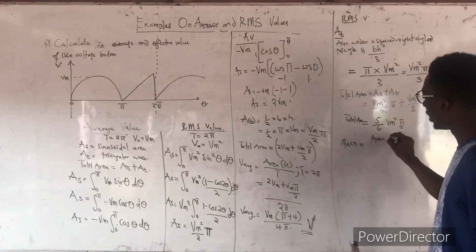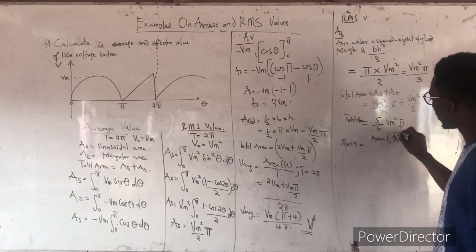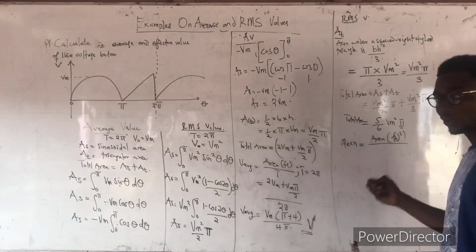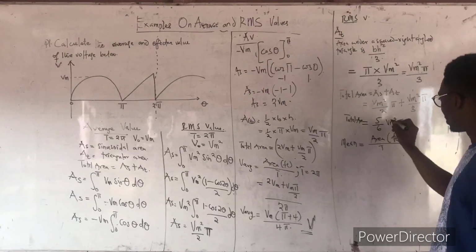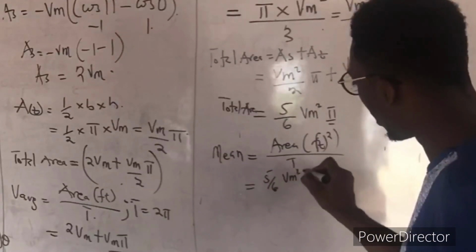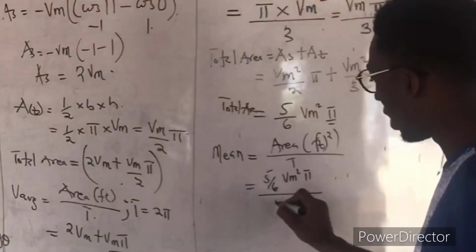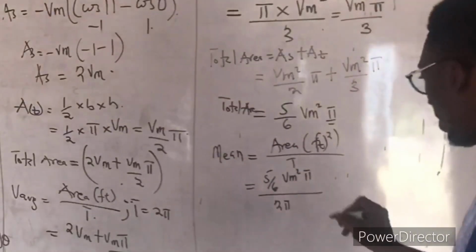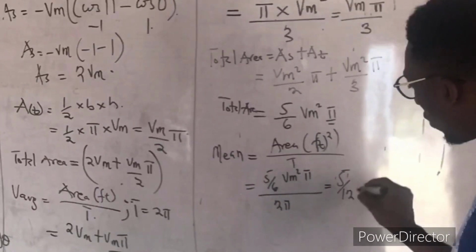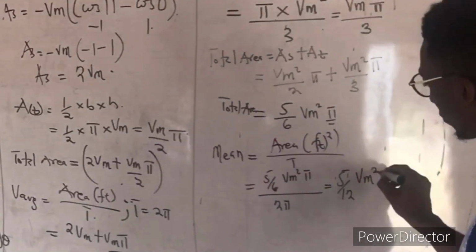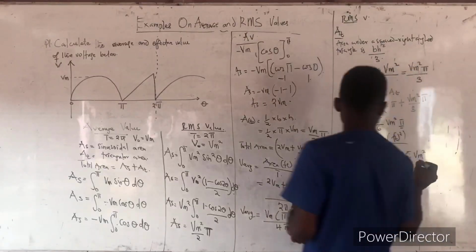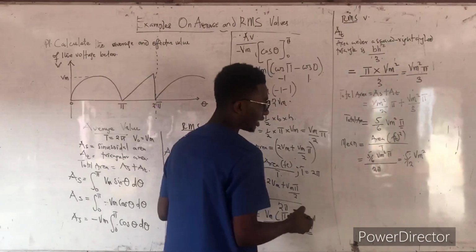So the mean here is simply the area under the squared function divided by T. And this is the area, so therefore it becomes 5 on 6 Vm squared pi, all divided by 2 pi. And when you do this, you get 5 on 12 Vm squared, because pi will take pi away, and these two multiply the 6. So now when you have this, it's not ended there.